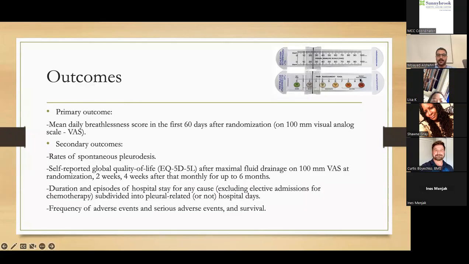And the secondary outcomes, as I mentioned, because of this thought of spontaneous pleurodesis being expedited, they looked at the rates of spontaneous pleurodesis, the self-reported global quality of life, and the duration and episodes of hospital stay for any cause. And this was subdivided into pleural-related versus non-pleural-related, and frequency of adverse events and serious adverse events, and survival.